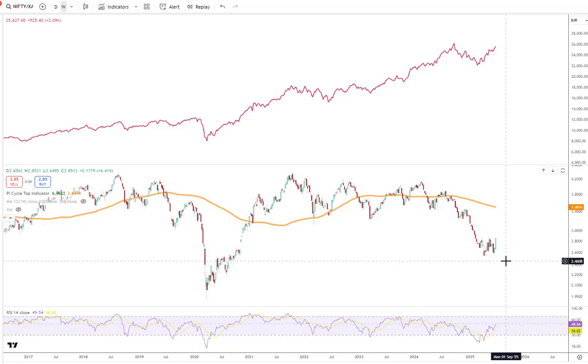So there can be a major rally in Nifty and a major fall in gold, because of which you will see a correction in this imbalance.